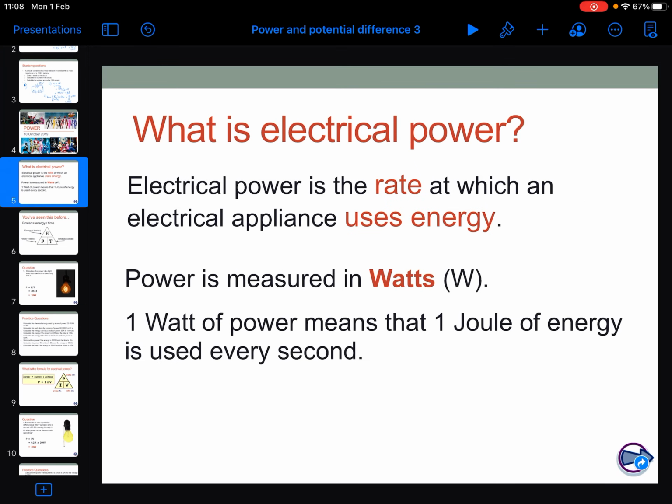So they're surnames of people who basically put their name to it. So yes, 1 watt of power means that 1 joule of energy is used every second. Just a quick note that 50 watts of power means 50 joules of energy are used every second.